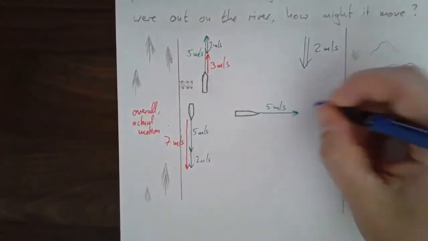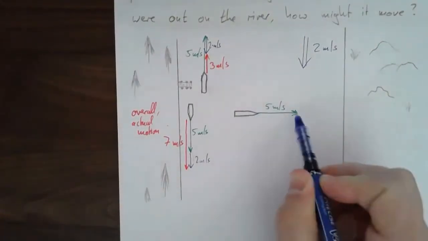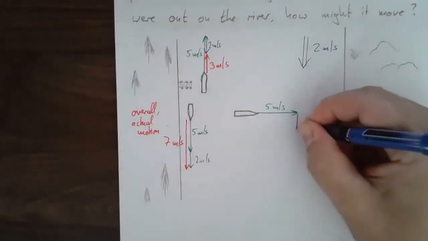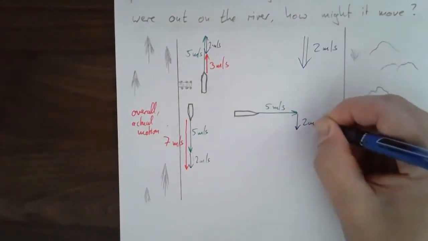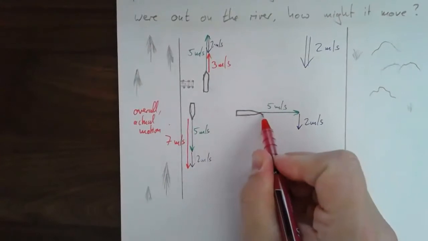How do I figure out the overall motion? Well, let's just ask, where am I after 1 second? We'll have moved 5 meters over. We'll have moved 2 meters down every second. And so overall, it looks as if the boat was going like this. Well, it is going like this.